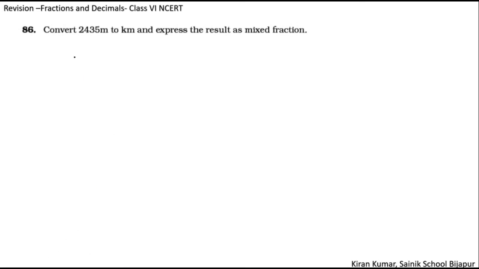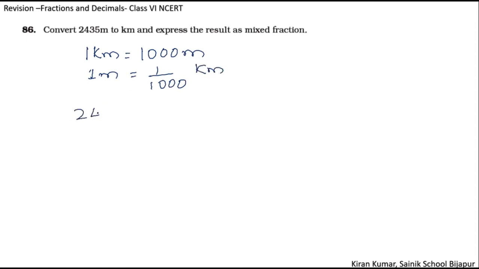Question 86. Convert 2435 meter to kilometer and express the result as a mixed fraction. Here 1 kilometer is 1000 meters. So 1 meter will be equal to 1 by 1000 kilometers. Hence 2435 meter will be equal to 2435 multiplied to 1 by 1000, which will be 2.435 kilometer.